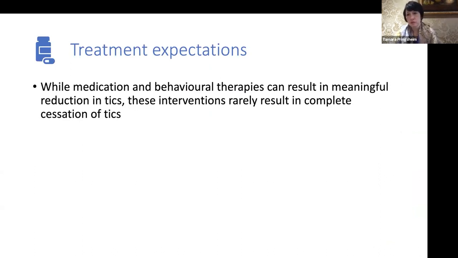I think it's very important for people to have realistic treatment expectations. While both medical and behavioral therapies can result in meaningful reduction in tics, these interventions rarely result in complete cessation of tics. Some people will tell you, I want my tics to be gone. If you put me on this pill, will my tics be gone? And I have to tell them that realistically, no. But I hope for a 50% reduction in tic severity, and I would consider that a meaningful improvement. If we don't reach that with the first drug we try, we can try something else.